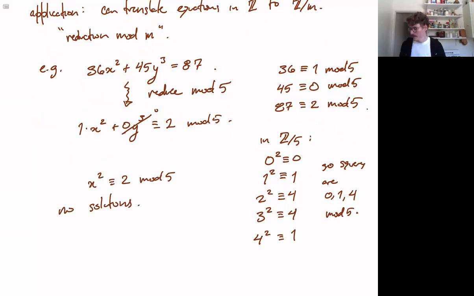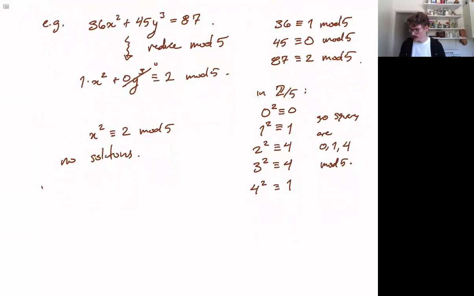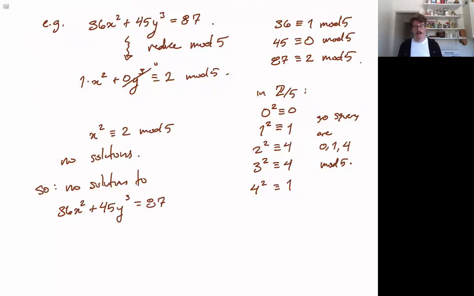And remember, what does this tell us? No solutions to this original equation either, because if we had a solution, we could reduce mod 5 to get a solution to this. So since that's impossible, we conclude that there are no solutions.